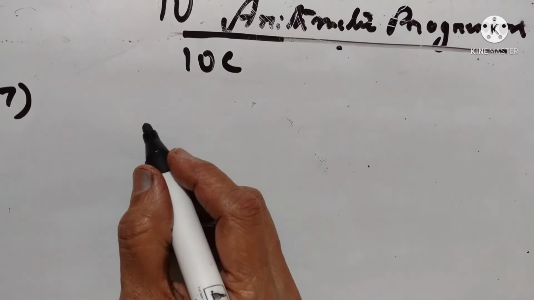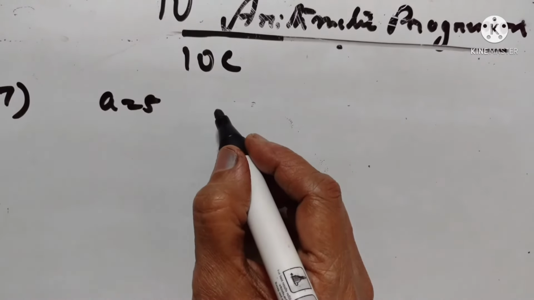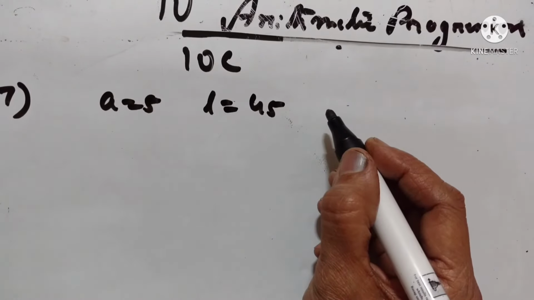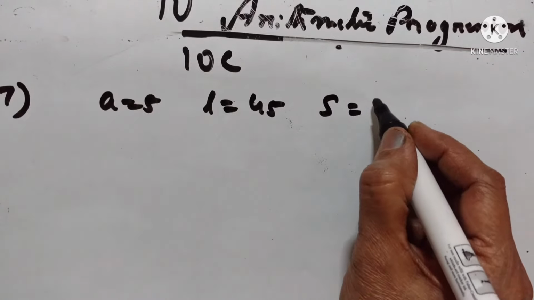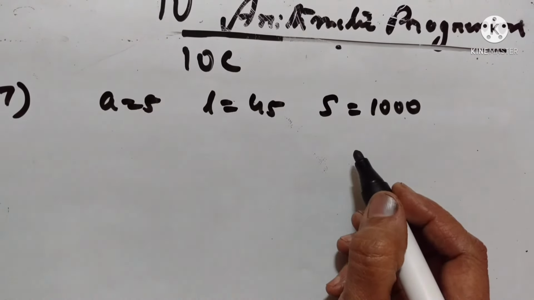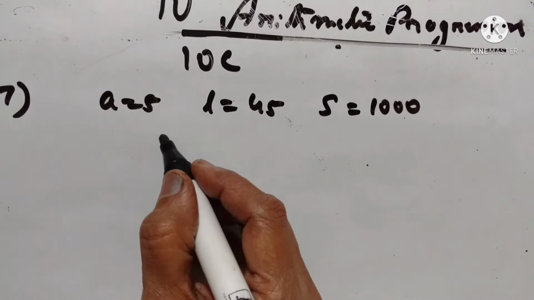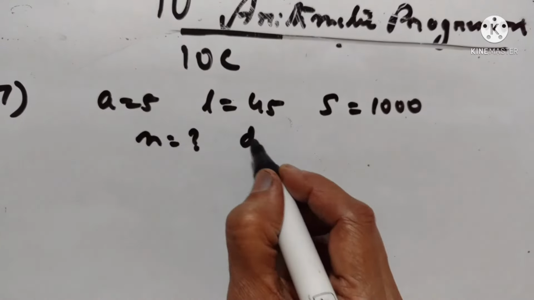The first term of an AP is 5. A is equal to 5. The last term is 45. L is equal to 45. And the sum of its terms is 1000. S is equal to 1000. Find the number of terms and the common difference of the AP. N is equal to what? And the common difference, D is equal to what?